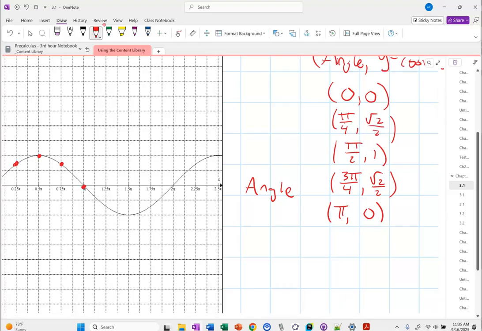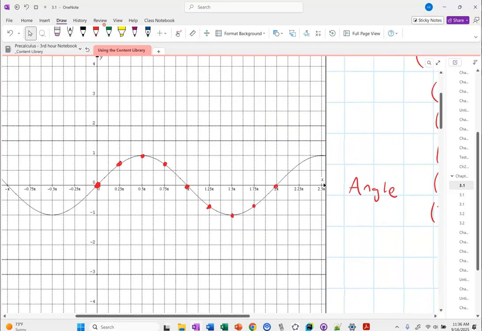Does everybody feel okay with the process that I'm using to graph the sine function? So if I continue, I get root 2 over 2, and then negative 1, and then negative root 2 over 2, and back to 0. And if I keep going around my unit circle and using those same spots, it's just going to keep repeating the graph over and over and over again, right?